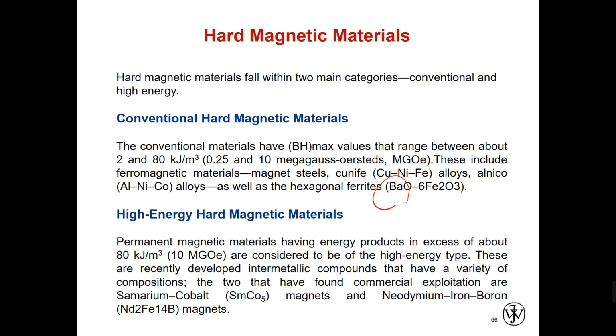For high energy hard magnetic materials, the energy products are in excess of about 80 kilojoules per meter cubed. Not like just now, which was between 2 and 80. For high energy hard magnetic materials, it should exceed 80 kilojoules per meter cubed, and they are considered the high energy type. These are recently developed intermetallic compounds with a variety of compositions. The two that have found commercial exploitation are samarium cobalt, SmCo5, magnets and neodymium iron boron, Nd2Fe14B, magnets.